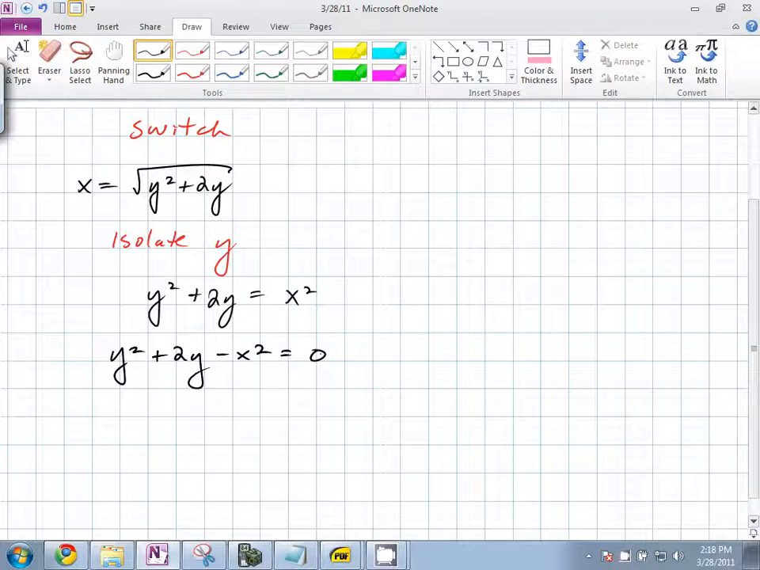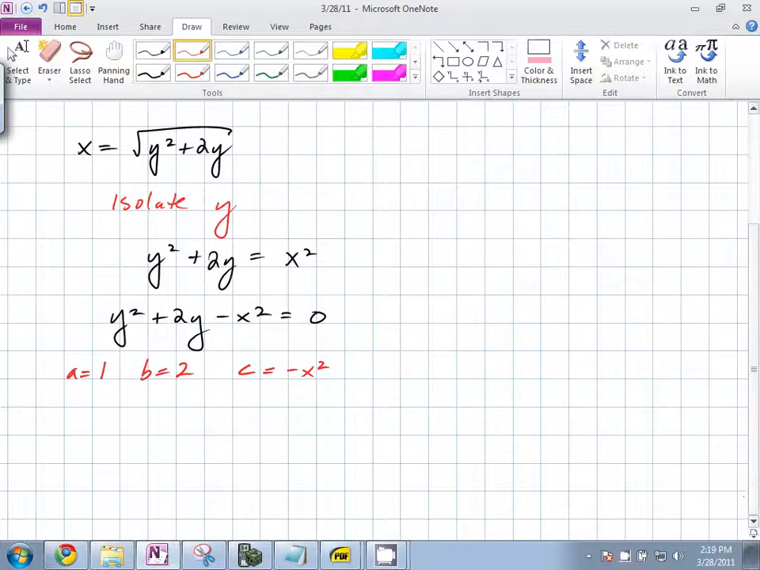If you're solving for y, what does that look like? Everybody zone in on y, just look at y, what does that look like? It's a quadratic. What's the a value? 1. What's the b value? 2. And here's the killer part. What's the c value? Negative x squared. Really? Bingo!